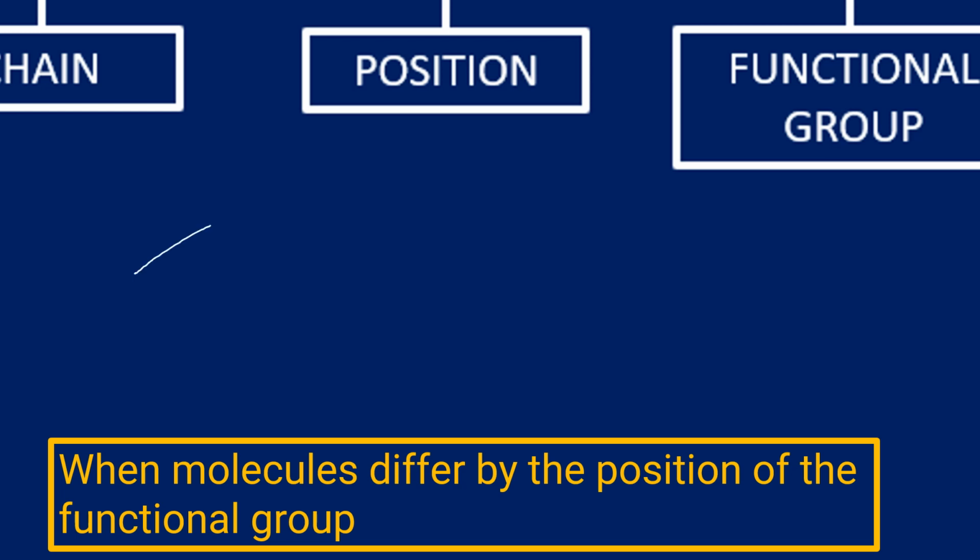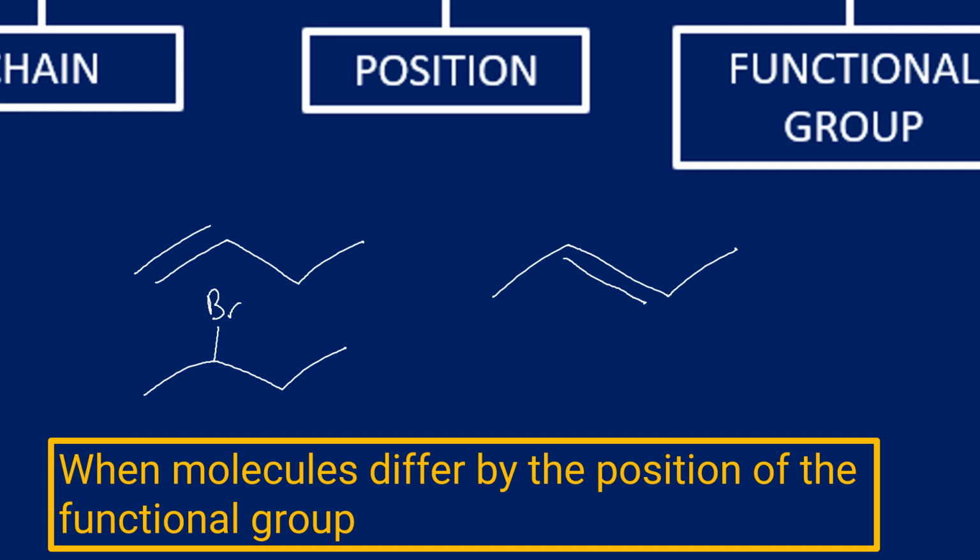For example, that's but-1-ene. If I move that functional group to the middle, that's now but-2-ene. So that's a position isomer. I could also have a position isomer of a haloalkane. That's 2-bromobutane. Or I could have 1-bromobutane. They too would be classed as position isomers of bromobutane.